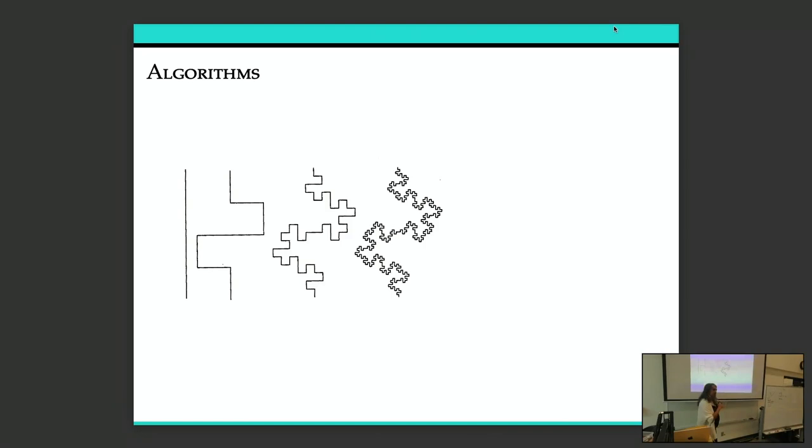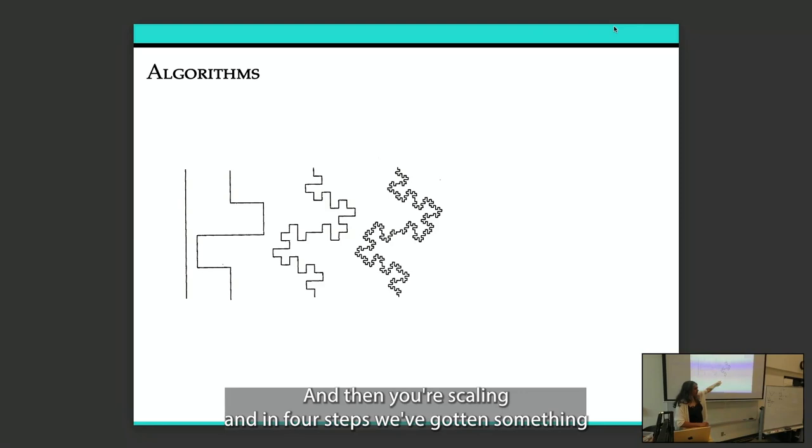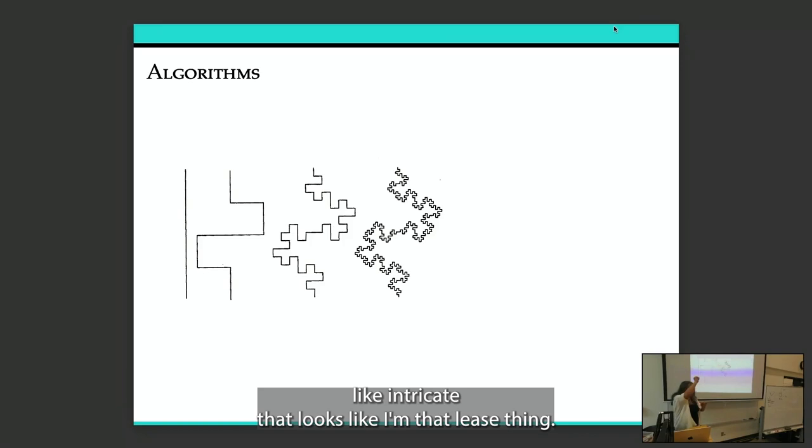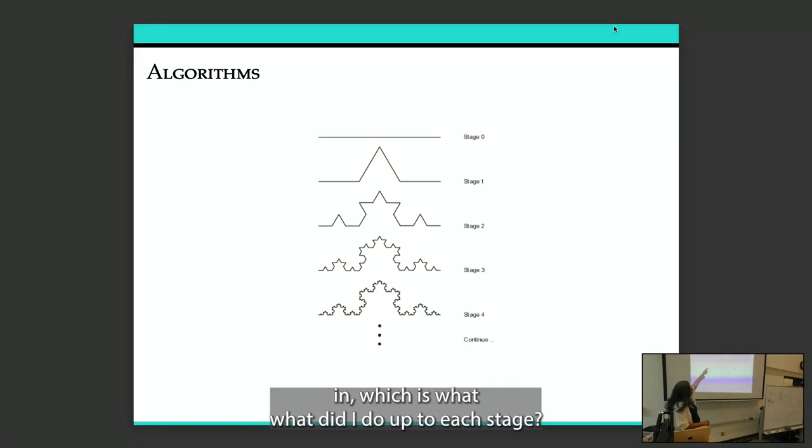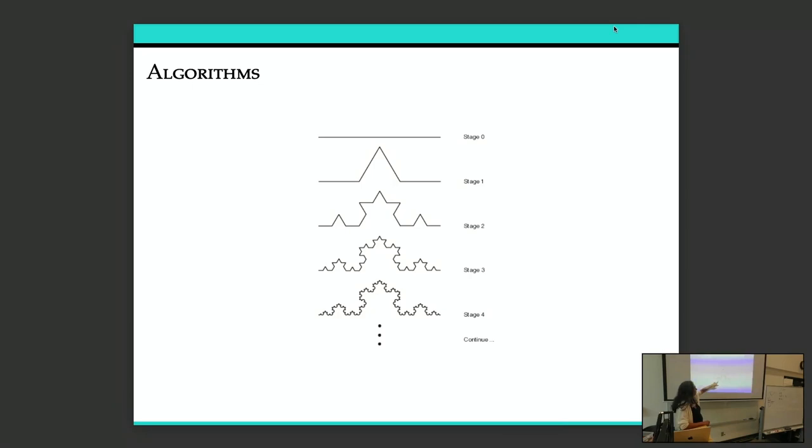So once you start thinking of it that way, can I see the pattern? The pattern is, this is a line, and that's all it is, and then you're scaling. And in 4 steps, we've gotten something reasonably complex, intricate, that looks like lace. And this is where the idea of a fractal comes in, which is, what did I do after each stage? So how many lines? We had 4. And then we arranged. But again, we're getting little bit complex shapes. And if you will, the original question, this is called a piece of a snowflake.